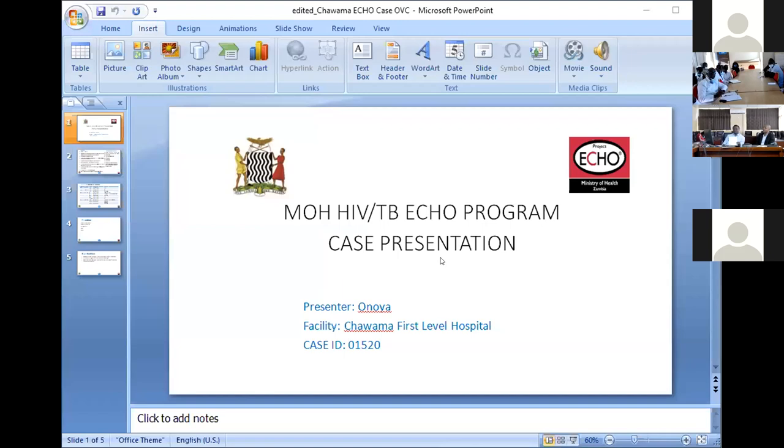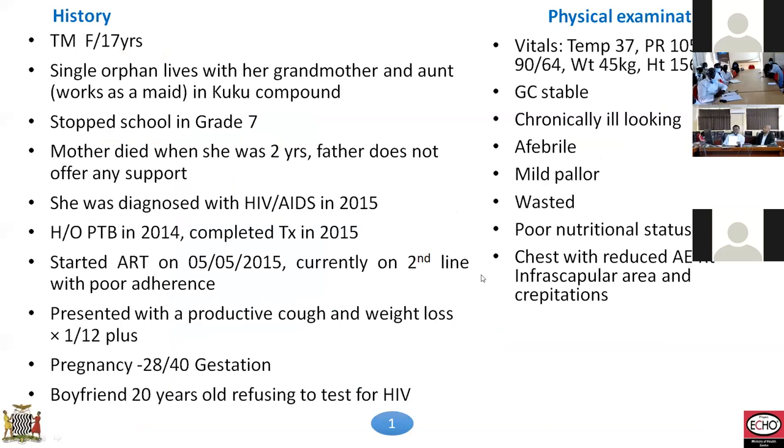So we can quickly go to the second case. The second case is actually from Chawama in Lusaka, of a 17-year-old female who was pregnant, with the boyfriend refusing to test for HIV. She presented at 28 weeks of gestation, apparently ill, chronically ill looking, with productive cough, weight loss, and a chest X-ray which is characteristic of TB. She's a single orphan staying with a grandmother and an aunt in Kuku compound, had stopped school in grade 7, and the mother had died when she was 2, and the father does not offer any support.